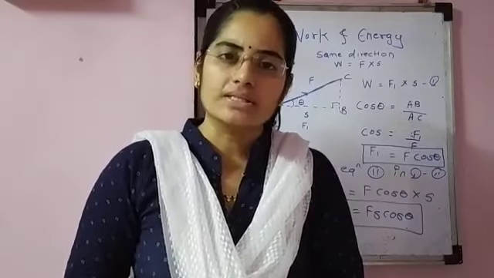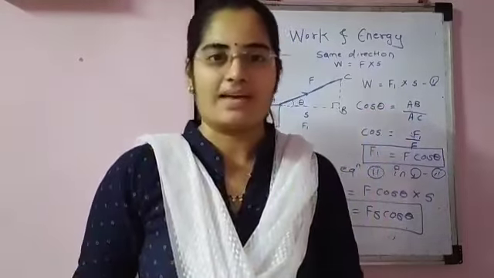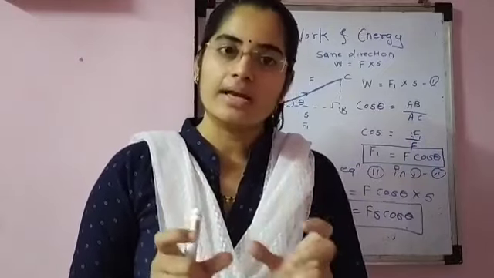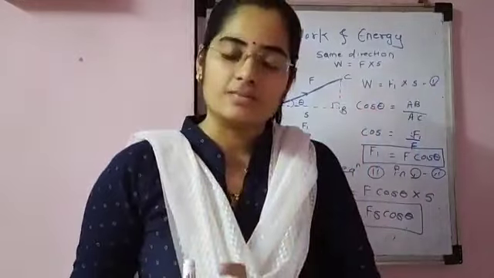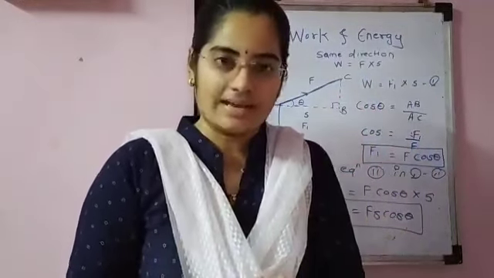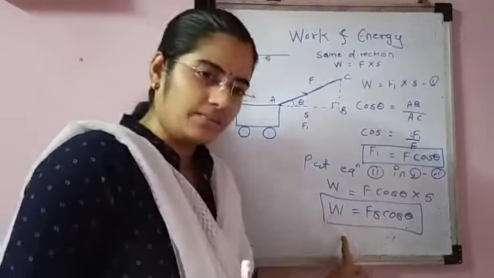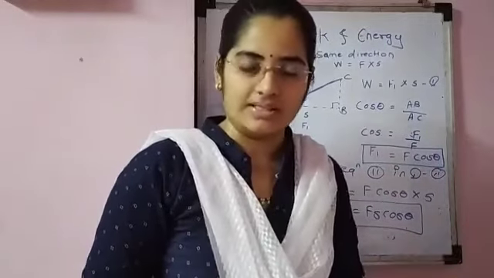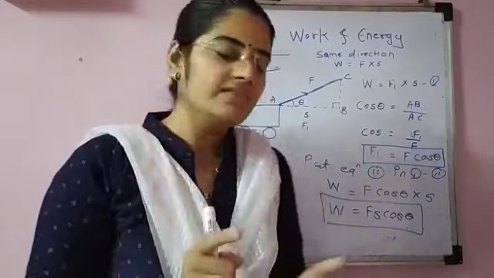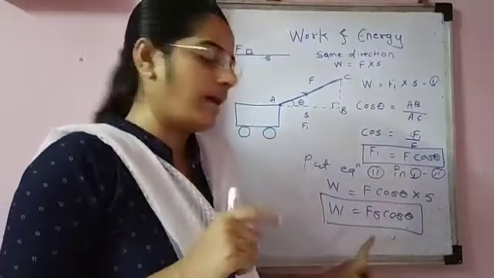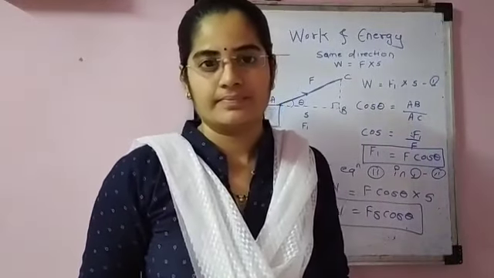We use cos theta when the force and the displacement are not in the same direction. When these two are in the same direction, simply use the earlier formula. But if the force and the displacement are in an opposite direction or any other direction, then we use this formula: W is equal to F S cos theta. It means that if any angle is present between force and displacement, then we calculate the work by using this formula, W is equal to F S cos theta.